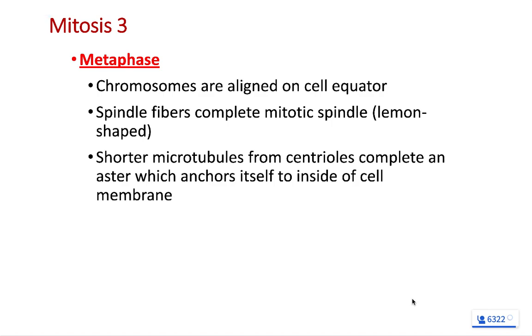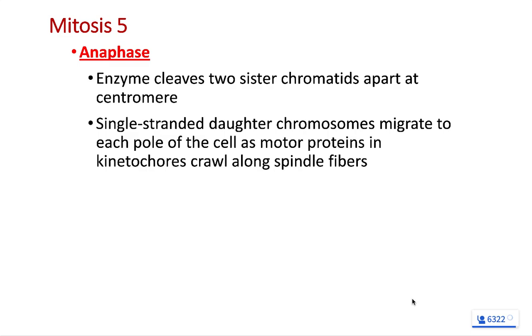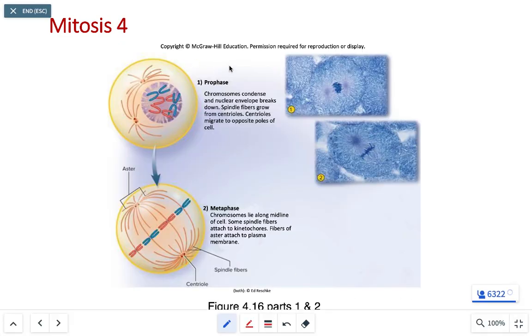Next, we have metaphase. Let me skip ahead a little bit here. I want to show you a picture. So here we have prophase. Here's the figure from your textbook. So we have duplicated chromosomes. We have mitotic fibers growing from the centrosomes. And in the cell, you can see a bunch of chromosomes in the middle without a nuclear envelope.